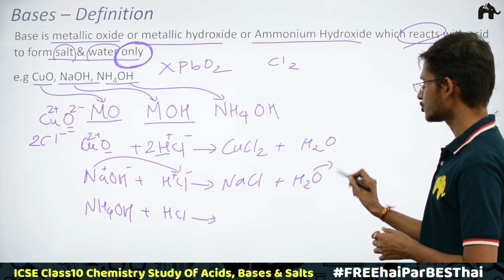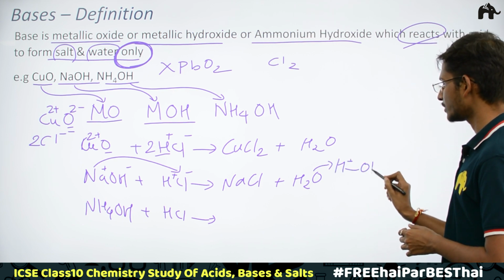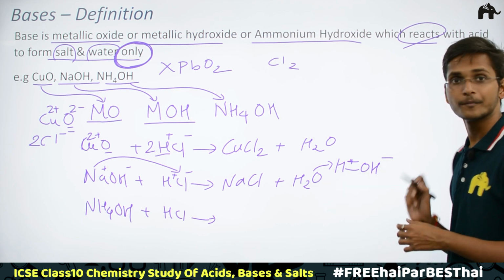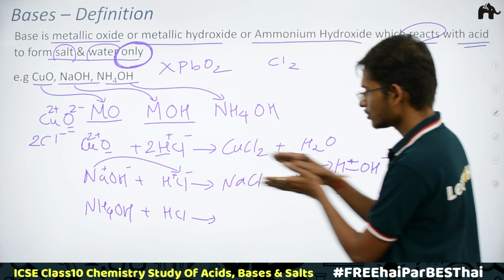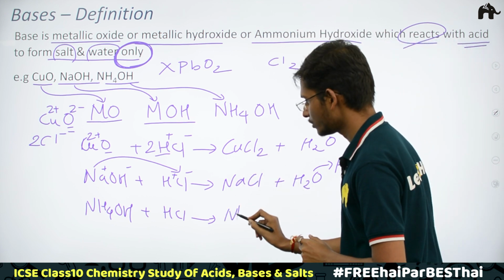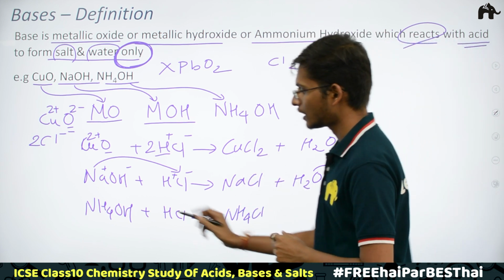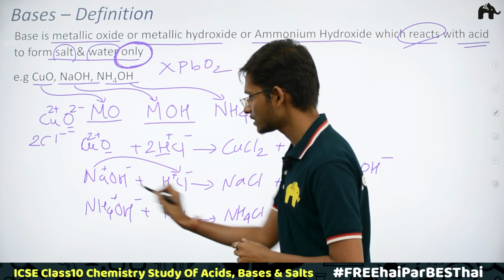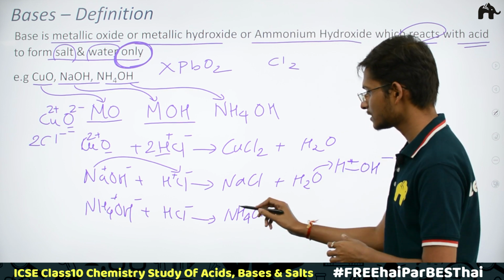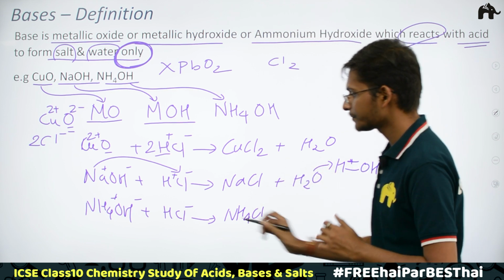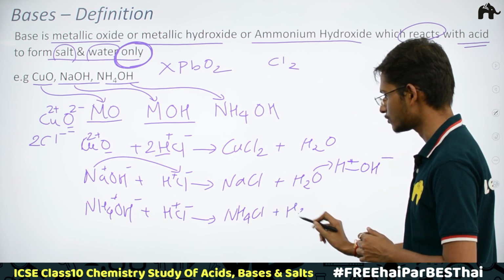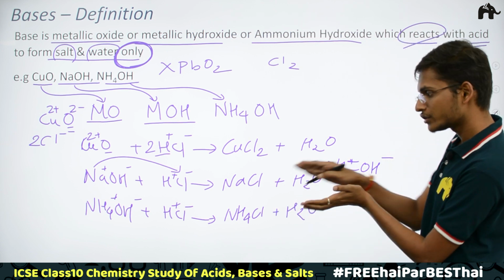See, this H2O is actually H plus OH minus, in this way H2O. Now this is also forming salt and water only, and in the same case NH4OH would form NH4Cl. How? See, NH4 plus OH minus, this plus would react with minus, so NH4 plus Cl minus, charges are balanced, NH4Cl, and then what is remaining?